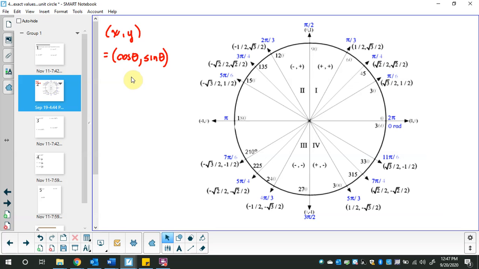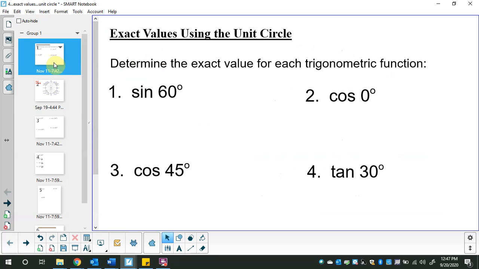And in all cases, we are looking for the exact value, meaning that you are not allowed to have any decimal answers. We are looking for fraction answers. And I am doing a bunch of questions.